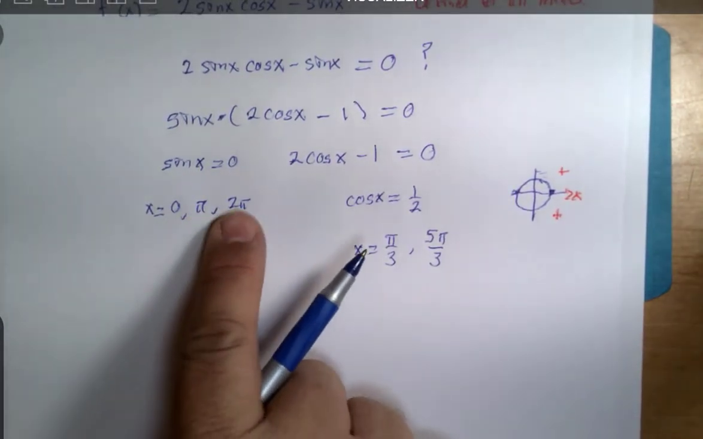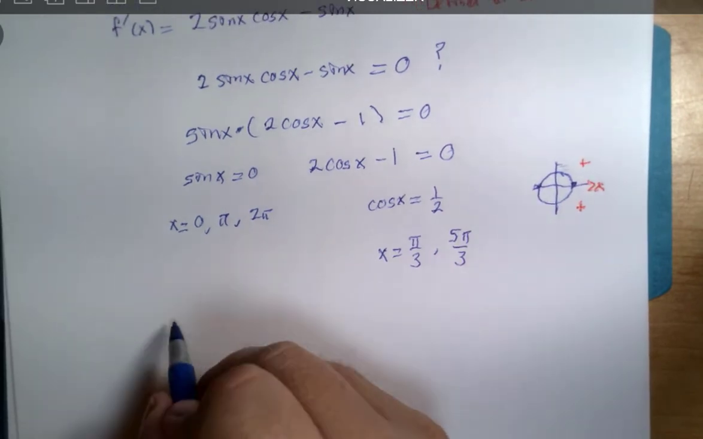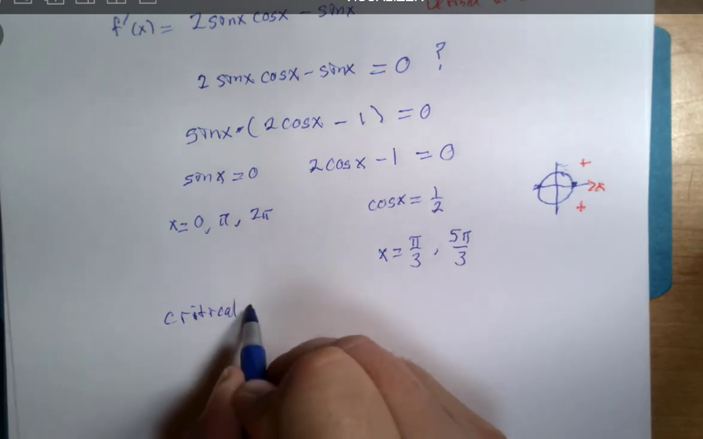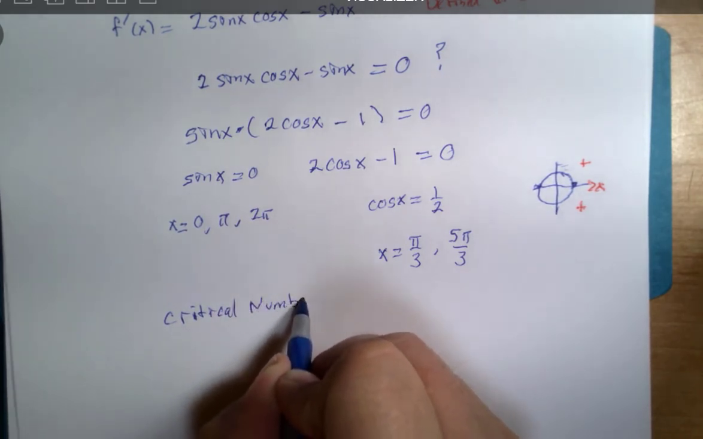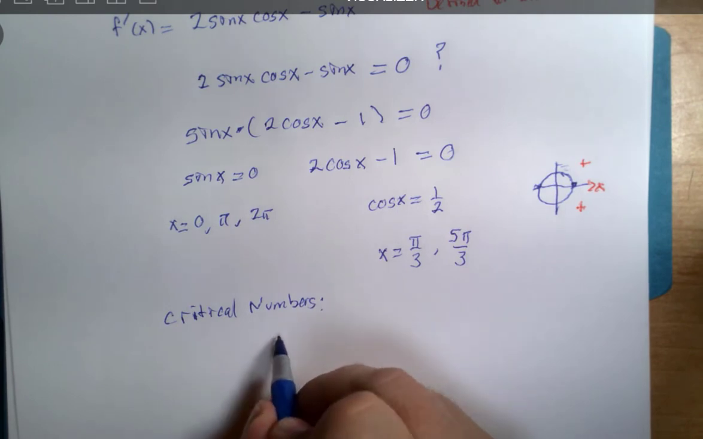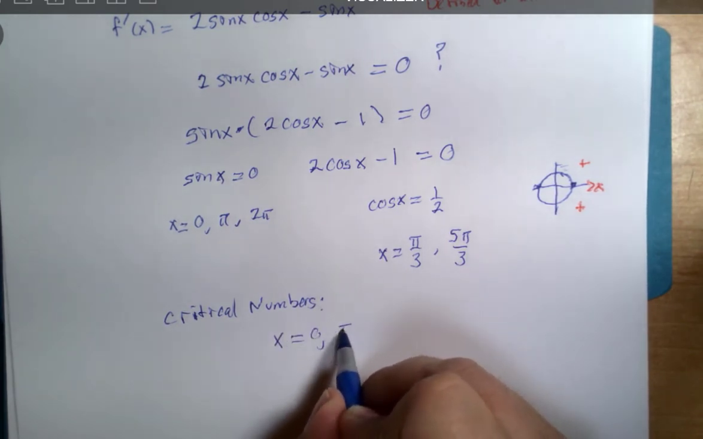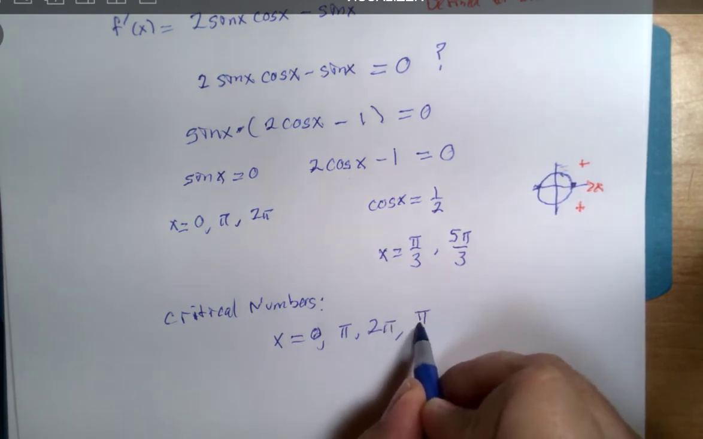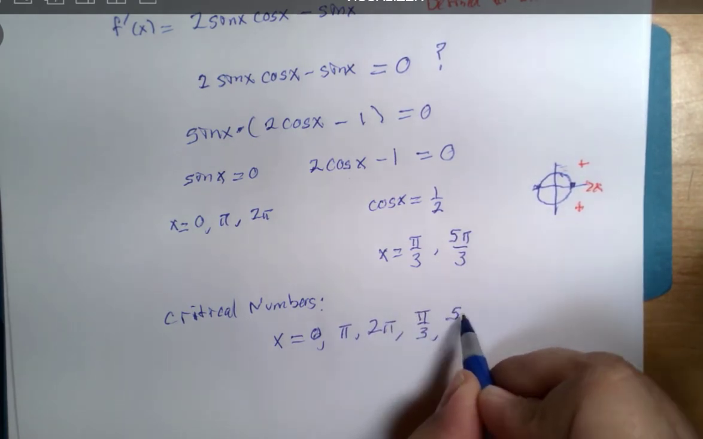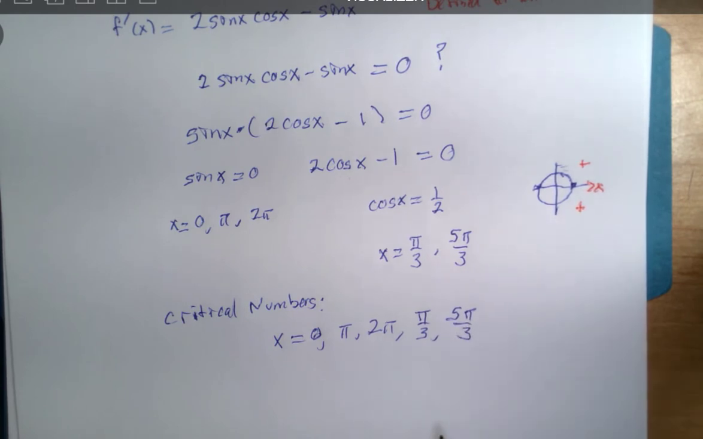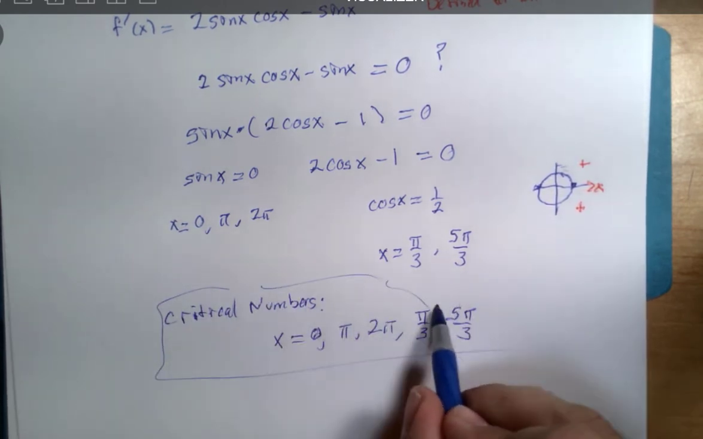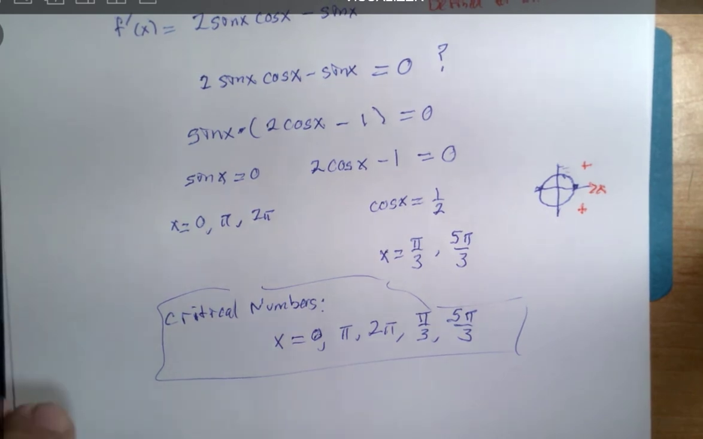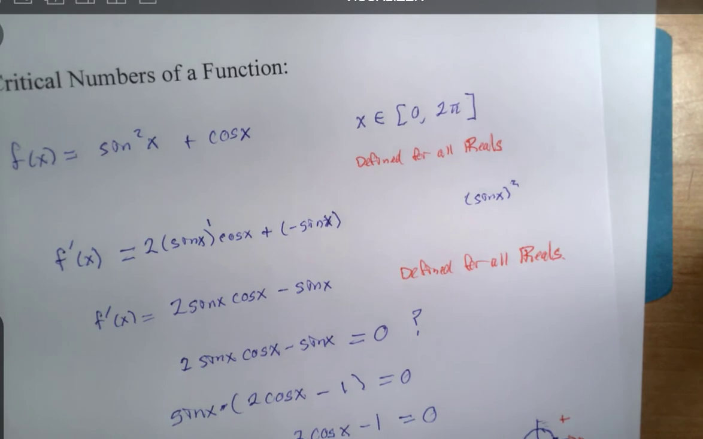Wow, 1, 2, 3, 4, 5. Our critical numbers include 0, pi, 2 pi, pi divided by 3, and 5 pi divided by 3. 5 of them. I wonder what that function that we started with even looks like.